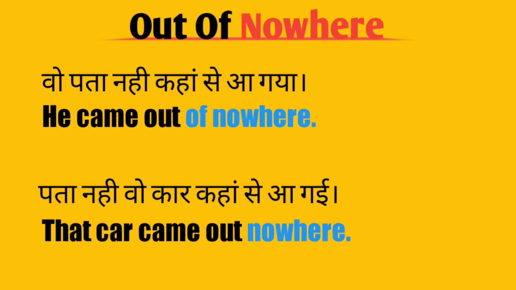Out of nowhere, which means पता नहीं कहाँ से. For this, you can use out of nowhere, such as पता नहीं कहाँ से आ गया. He came out of nowhere. पता नहीं वो कार कहाँ से आ गई. That car came out of nowhere.